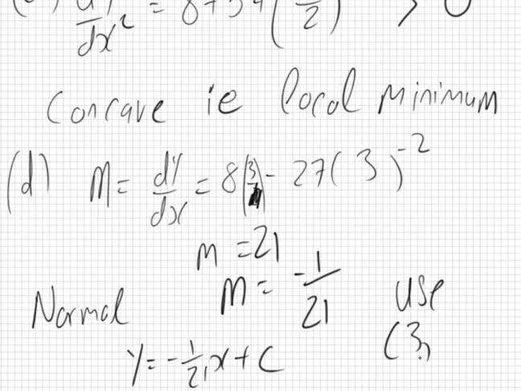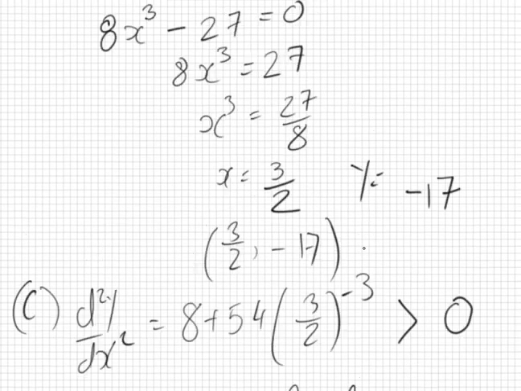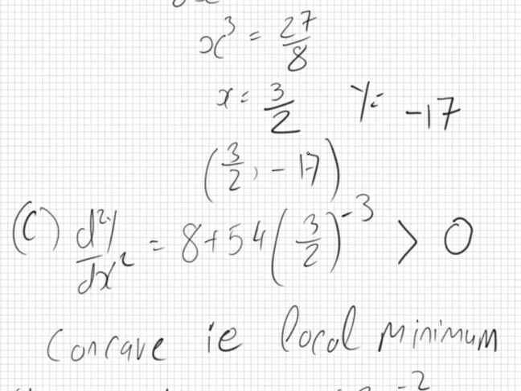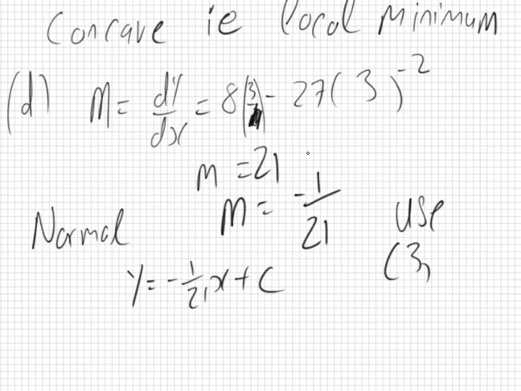Minus 17. No, I don't think so. Why is it minus 17? Where are you getting minus 17 from? From B. No, it's minus 17 when x is 3 over 2. Look. Oh yeah, x is 3 now, isn't it? So I have to substitute it back into... It's in the question.